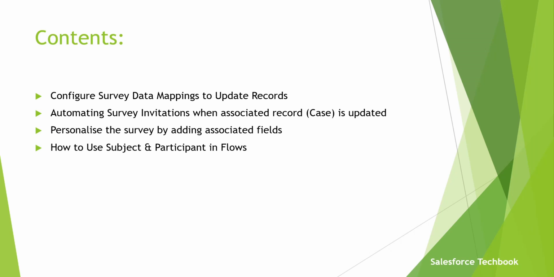In our previous episode, we explored how survey data mappings can create new records, like a case if a customer gives a low net promoter score, or a task under a contact if the customer requires servicing. Today, we are diving into how to update existing records, like a case, based on survey responses. We will show how to send a survey when a case is closed, use customer feedback to update the case automatically, provide merge fields to personalize the survey, and explain why we use flows and specific settings like subject and participant.